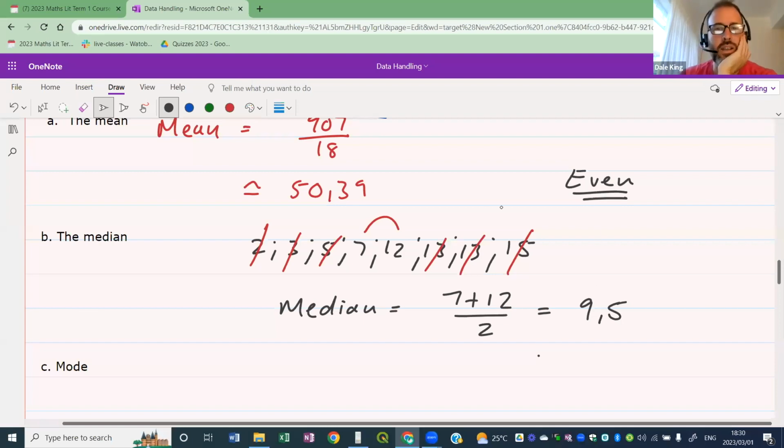So if you have an even data set, remember this. If you have an even data set, you're going to have 2 numbers in the middle, and you have to find the average of those 2 numbers. So you add them up and divide by 2. Okay. Very good, Simpiwe. Yes.